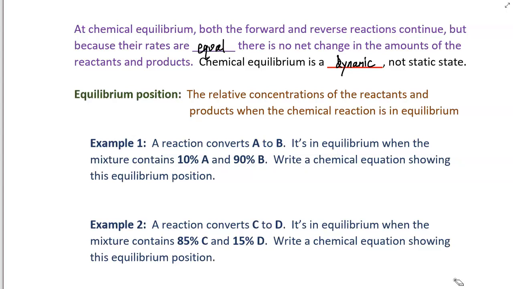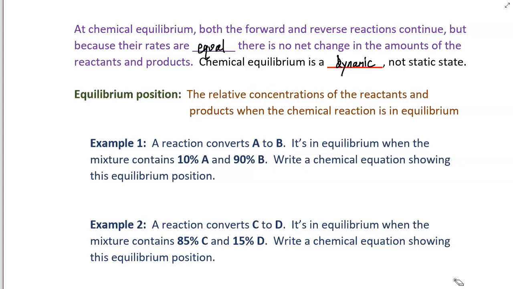The equilibrium position of a reaction refers to the concentration of the reactants and the concentration of the products at the point that the reaction is in equilibrium. So at the time that the forward reaction rate is the same as the reverse reaction rate, the concentration of the reactants and the products could be measured, and the relationship between those concentrations is referred to as the equilibrium position for the chemical reaction under a certain set of conditions.